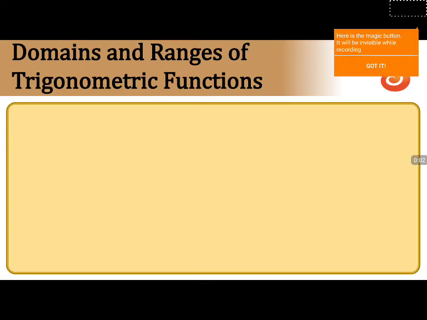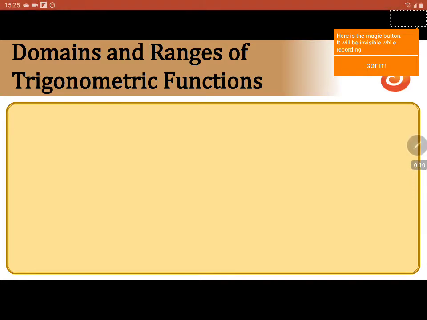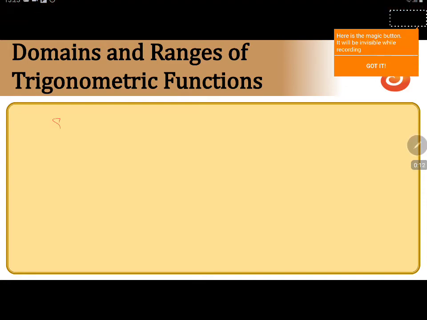Let us find out the domains and ranges of trigonometric functions. You can see that the first function is sin x. Take a right angle triangle. This is theta. This is the opposite side. This is the adjacent side. This is the hypotenuse.